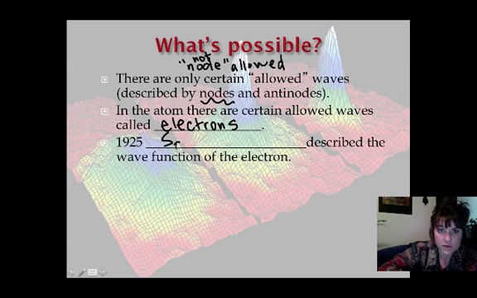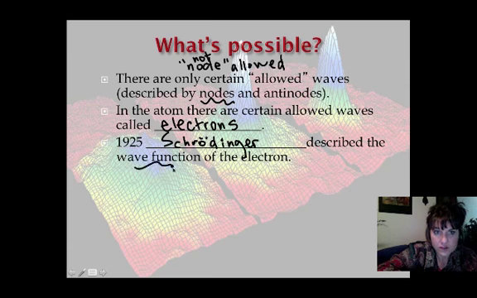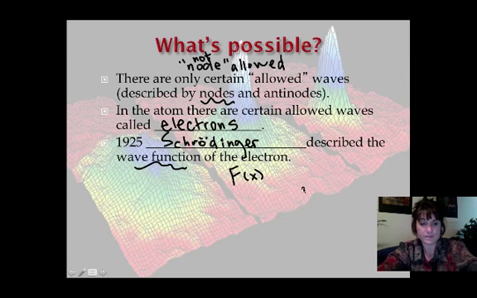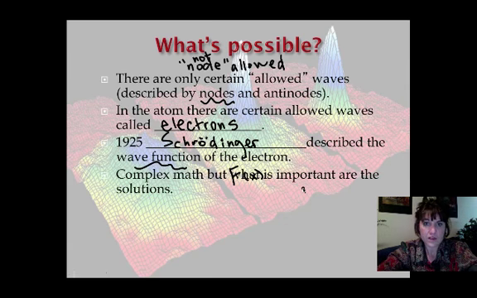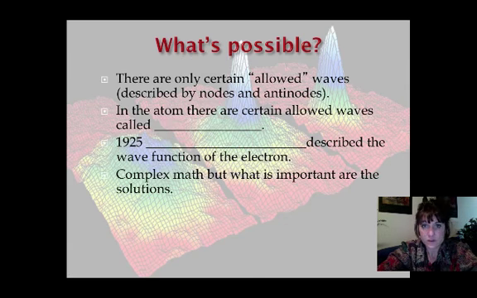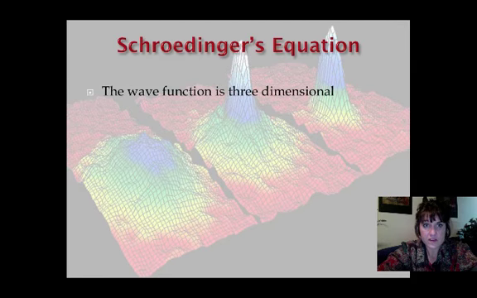It was in 1925 that Schroedinger described the wave function of the electron. The wave function, in other words, some function f of x that could describe where the electron is. It's complex mathematics, but the most important part are the solutions to the math. So let's have a look at this.